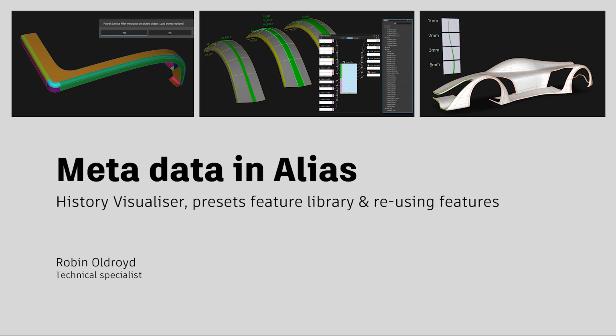Just got some things I want to run through regarding a number of things that have been around in Alias for a few releases that were built in over a period of time as well. But principally, the first concept is metadata. What does it mean in Alias? What is that metadata? Because I think it's a really important element. And then what can you do with the metadata once you've realised there is such a thing as metadata? You know, what's History Visualizer, or how can we use it in History Visualizer? And how can we create our own preset feature libraries and reuse features in an existing model?